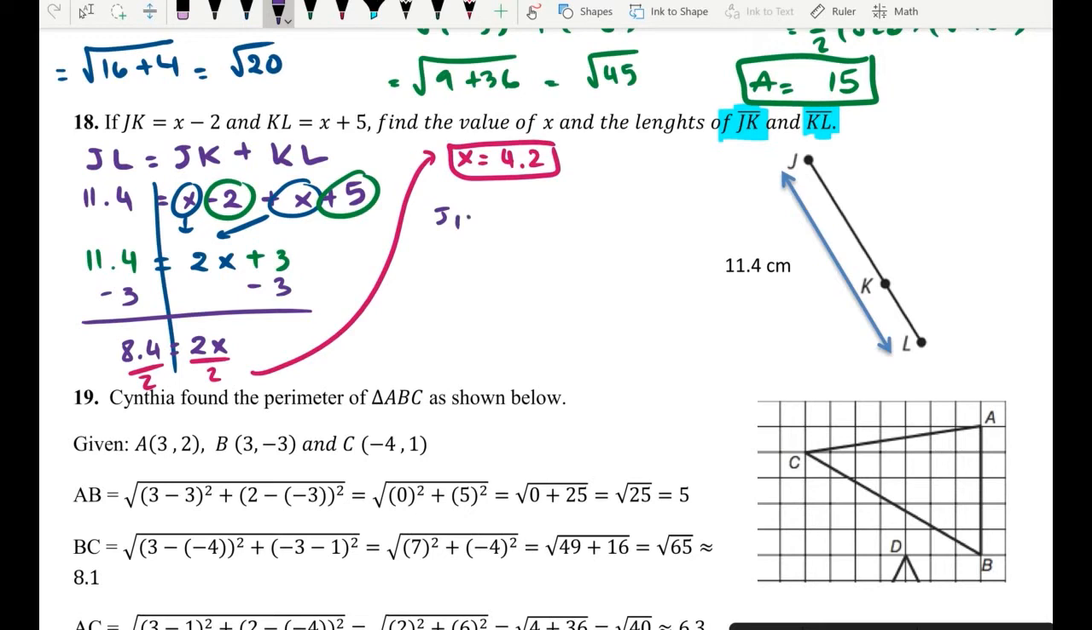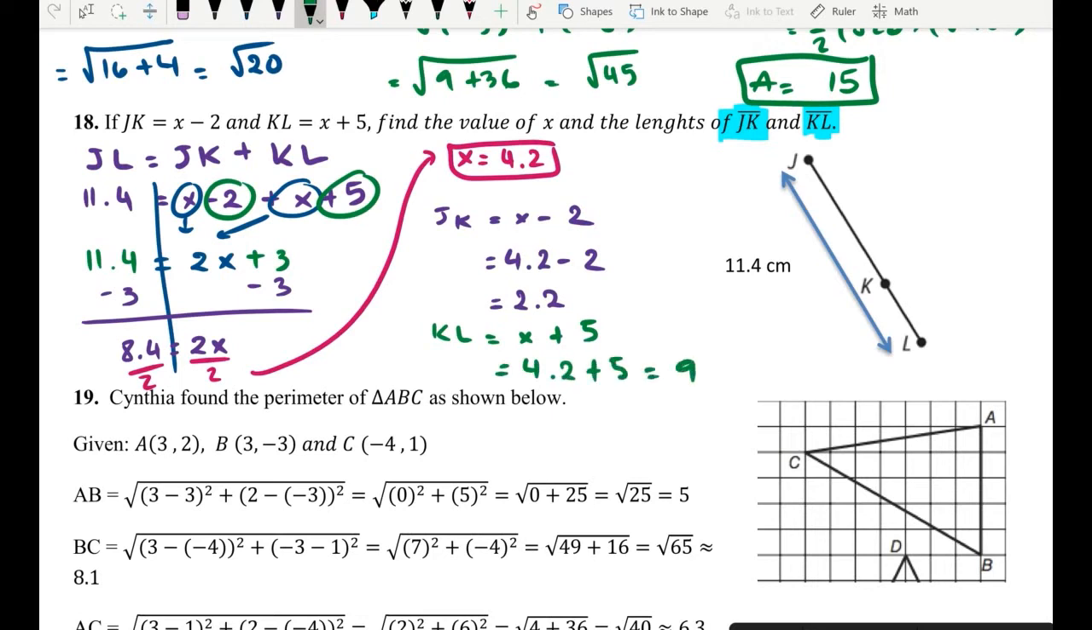Alright, so when x is 4.2, we can go back and find JK and KL. We're going to start with JK. JK is x minus 2, so that will be 4.2 minus 2. That will be 2.2. And KL is x plus 5. That will be 4.2 plus 5, which gives you 9.2. Then we can check the answer really quick. 9.2 plus 2.2 gives me 11.4, and that's matching with our total length. So we're good.